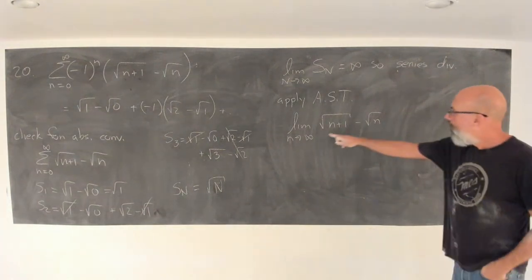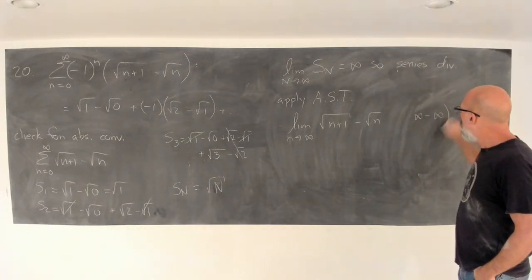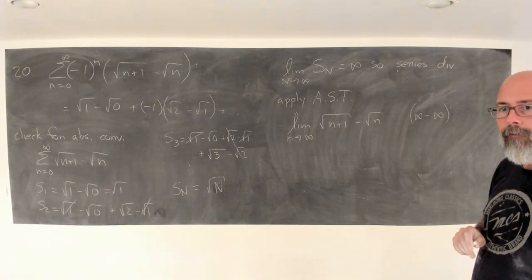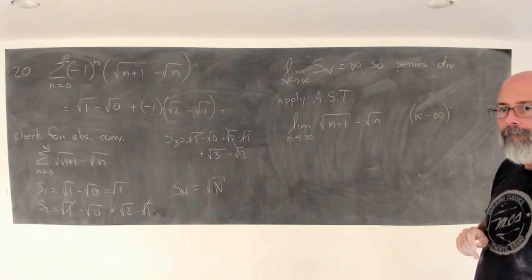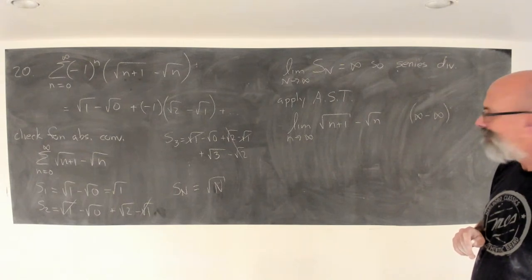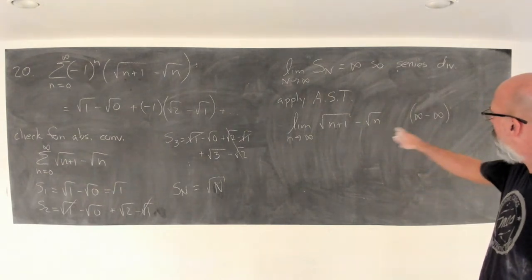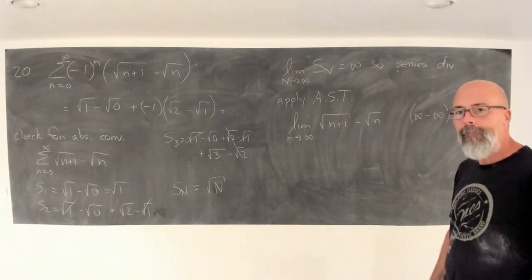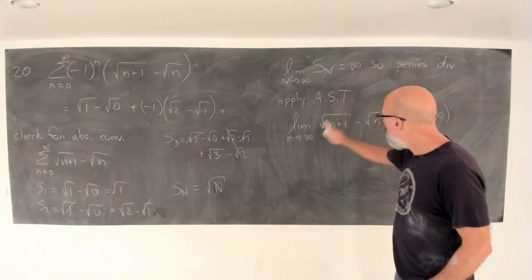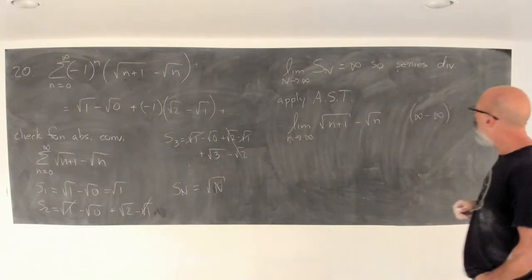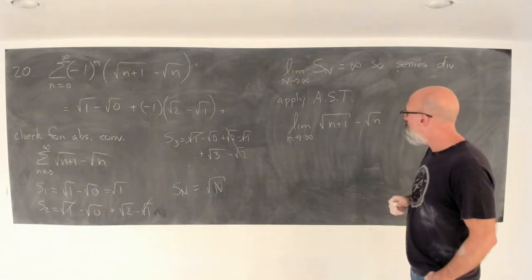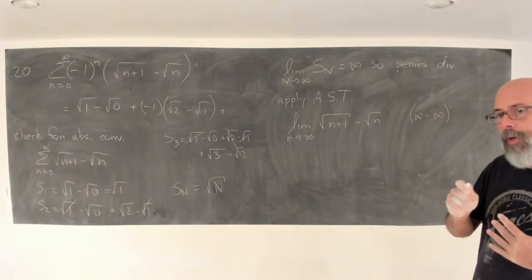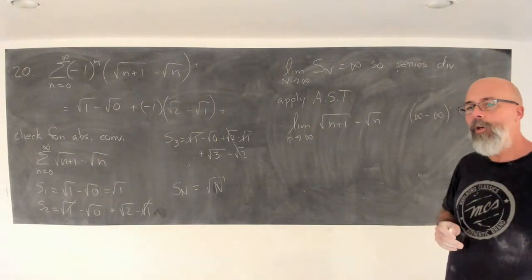What is this limit? As n goes to infinity, this has the form infinity minus infinity. What are we going to do? Multiply by the conjugate. Seems like a reasonable suggestion. Pulling out an n might have worked there also. I claim it's going to be a lot more work.